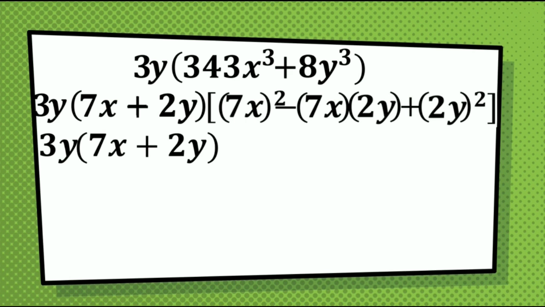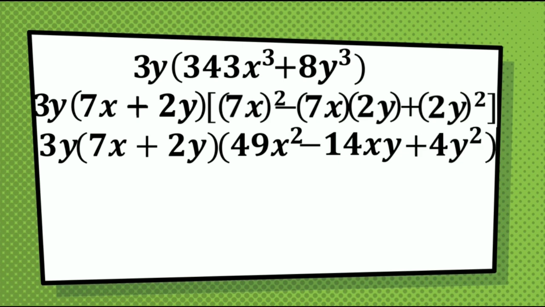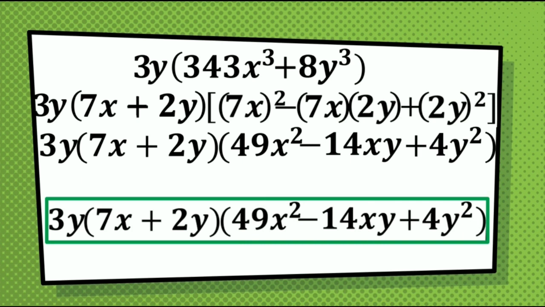Square of 7x is 49x squared. Multiply 7x and 2y, that is 14xy. Then square the last term, which is 2y, that is 4y squared. Therefore, we have our final answer, 3y times 7x plus 2y, quantity 49x squared minus 14xy plus 4y squared.